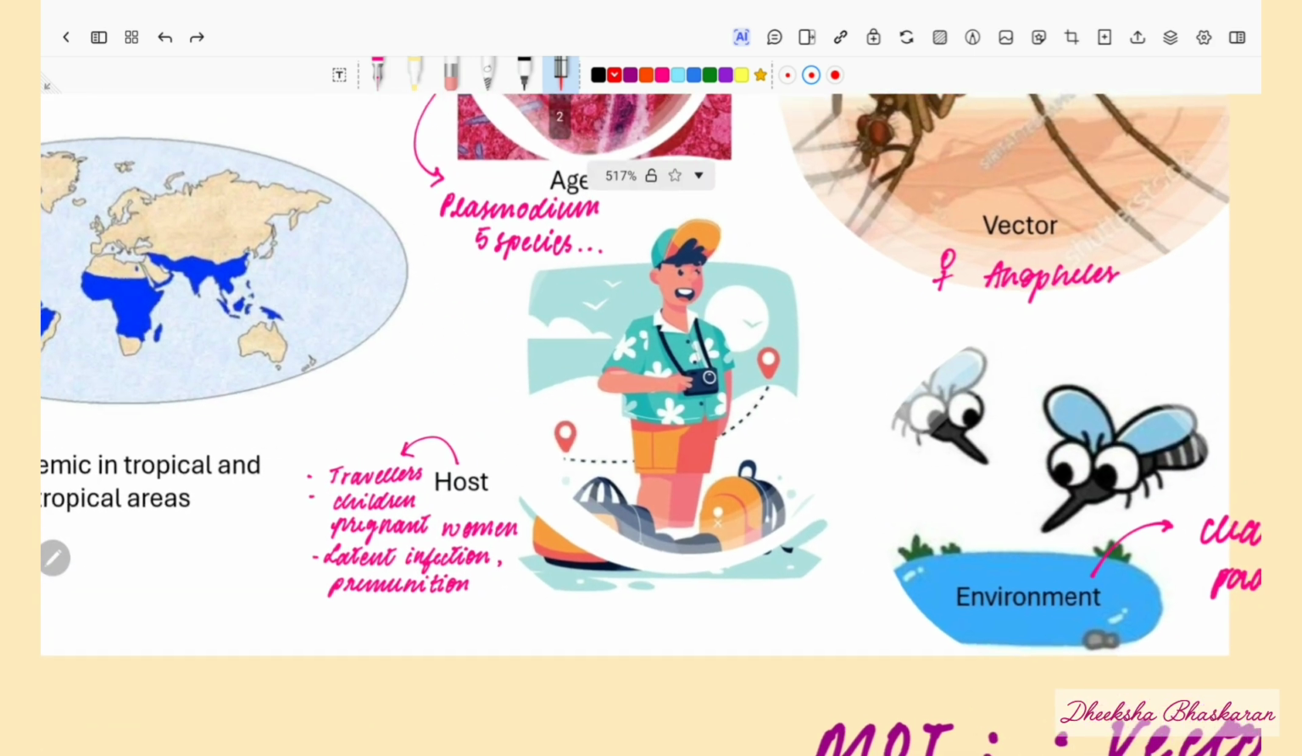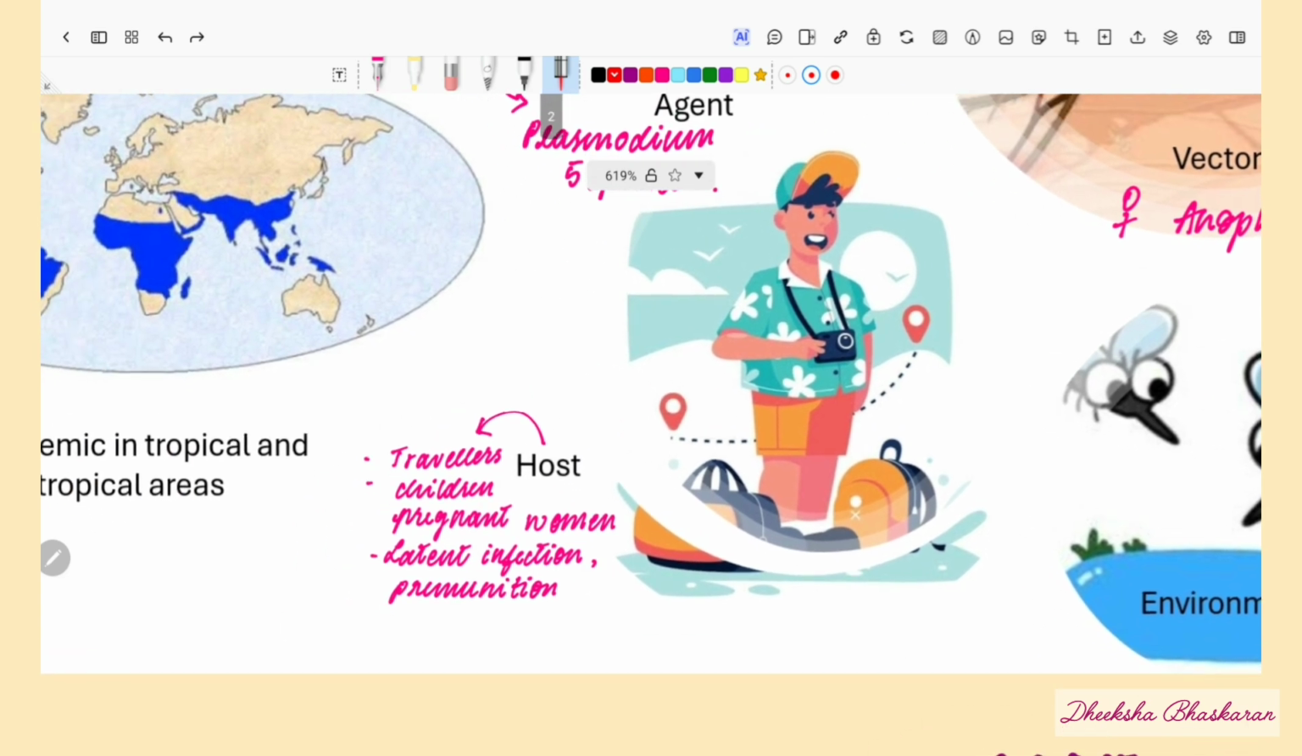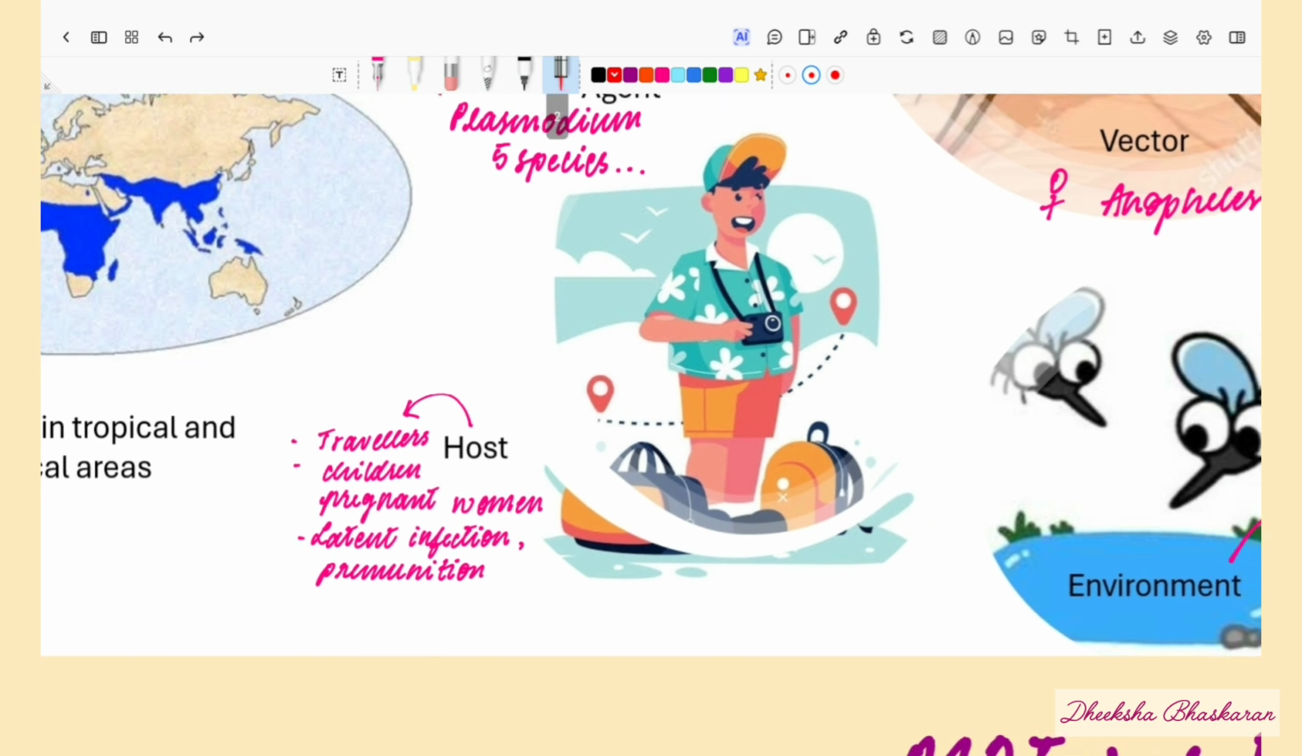And then host factors. Who are the people who are susceptible to the disease? Travelers to and from an endemic area are susceptible to the disease. What do we mean by to an endemic area? The person is not exposed to the disease in his original place, and when he goes to an endemic area, he's more prone to get infected and get the disease. From an endemic area, the person can transmit this disease to the people in the region he's going to. So that's what we call travelers to and from endemic areas.